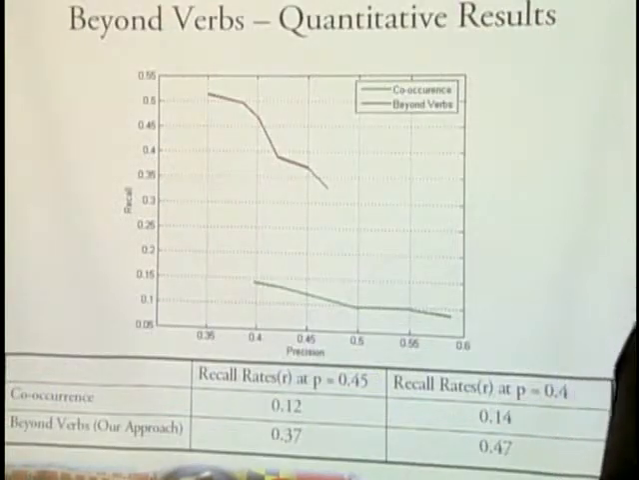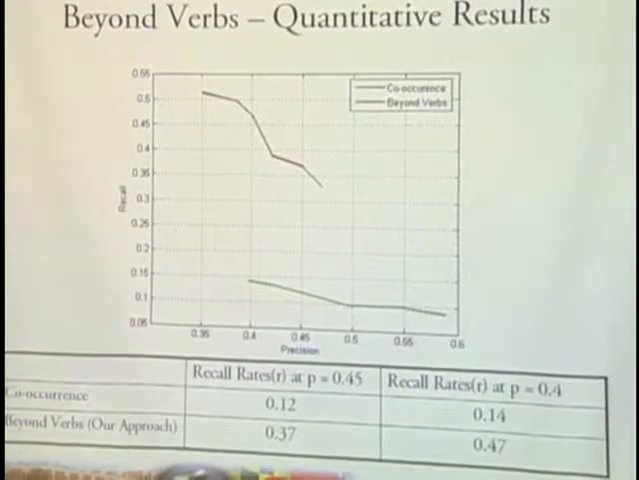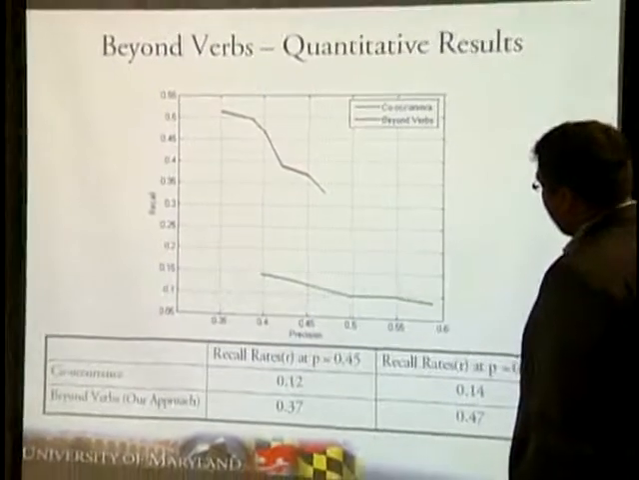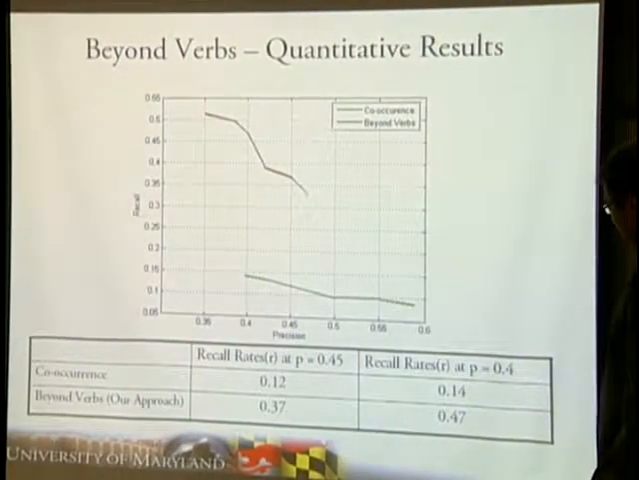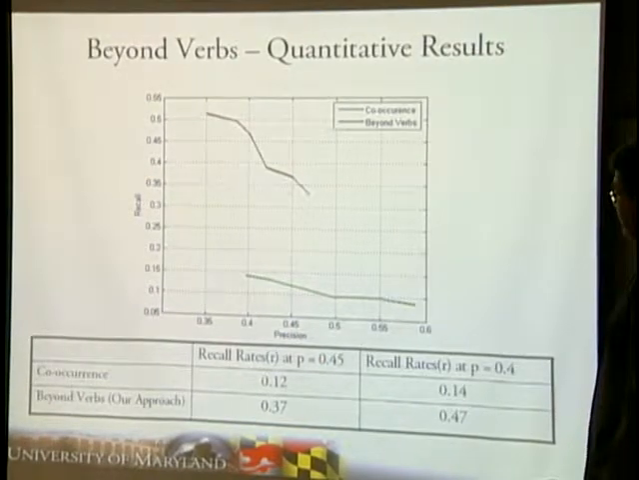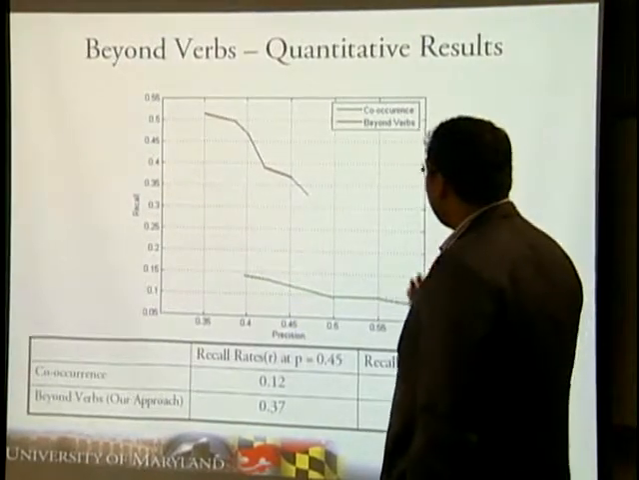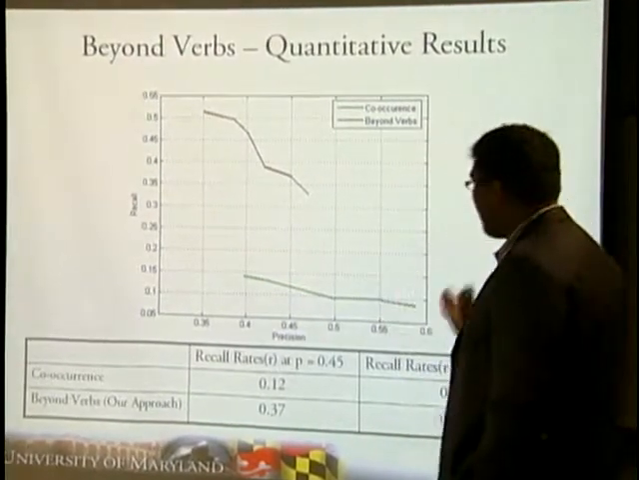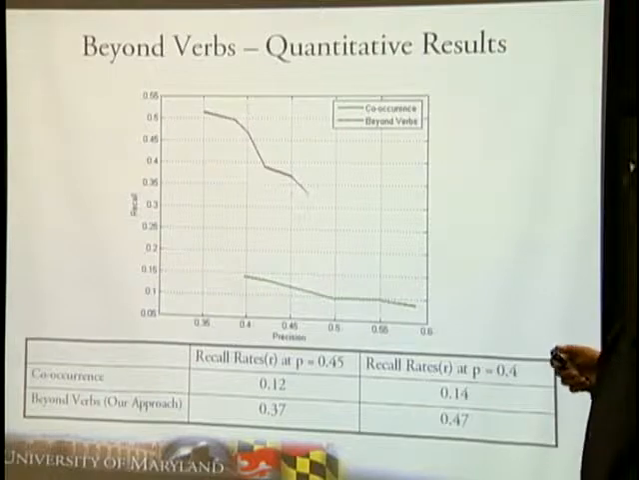So as you can see, again, our approach outperforms the co-occurrence-based approach by a huge margin. However, the performance of our approach still falls short of expectations, because at 45% precision, we just have 37% recall. So the question is, why doesn't going beyond verbs work in the case of videos? Or what goes wrong in the case of videos? So what I'll do now is take a step back and see what problem we are trying to solve in the case of videos, and then come back and try to answer why going beyond verbs does not work in the case of videos.